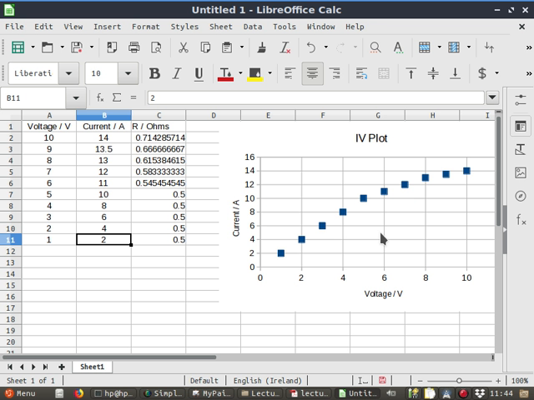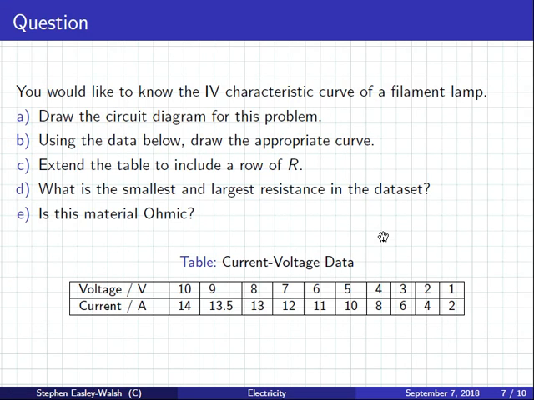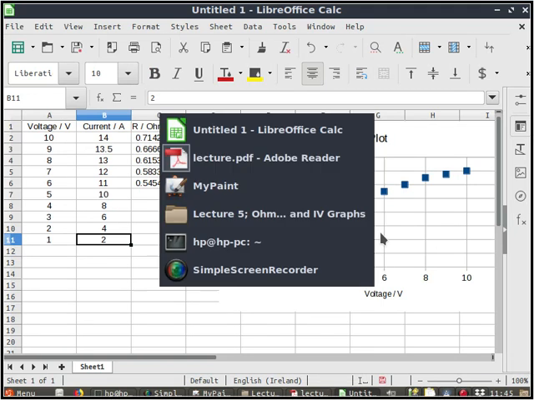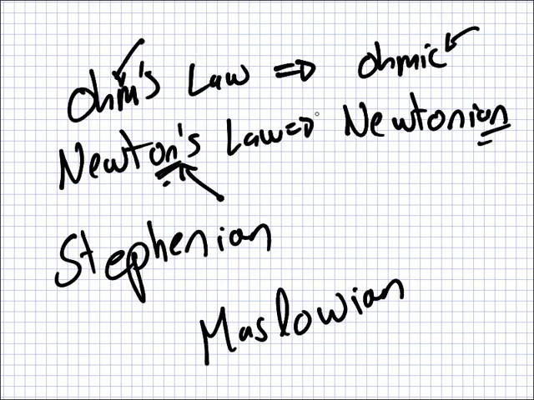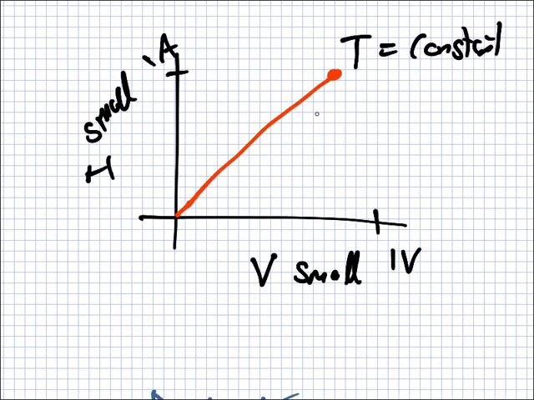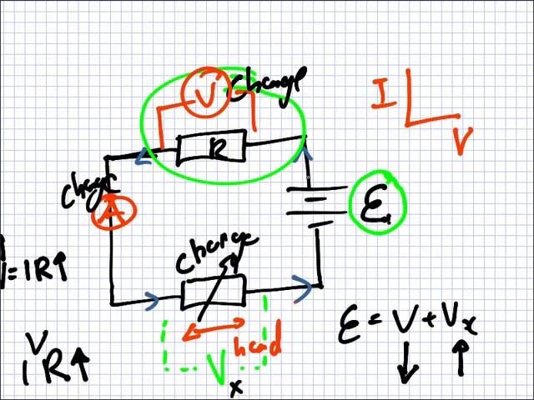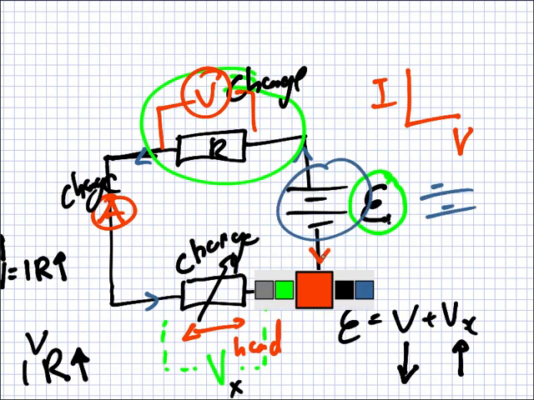Okay, continue. I don't think you need to draw this, do you? Because you have an example from earlier. Okay. Will it matter if we run the current backwards? For example, imagine back in my circuit at the start, I take this and I turn it around. So the current now goes down. It goes the other way.